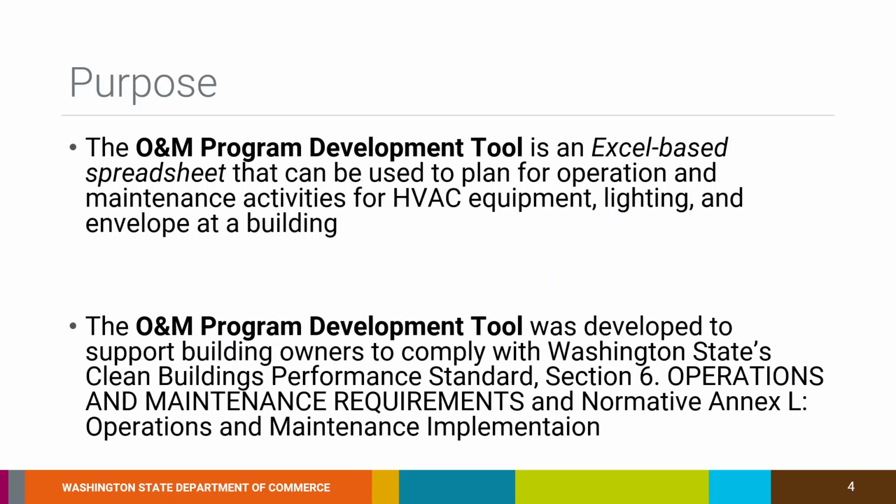The O&M Program Development Tool is an Excel-based spreadsheet that can be used to plan for operation and maintenance activities for HVAC equipment, lighting, and envelope at a building. It was developed to support building owners to comply with Washington State's Clean Building Performance Standards, Section 6, Operation and Maintenance Requirements, and Normative Annex L, Operation and Maintenance Implementation.